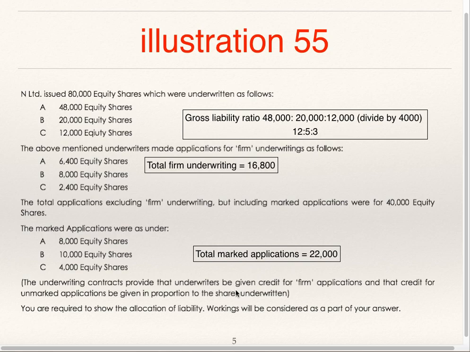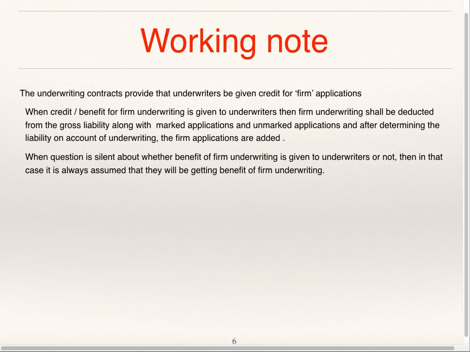Underwriting contract provides that underwriters are given credit for firm application. We have seen this note in our theory part of the audio. Now unmarked applications are to be given in the proportion of shares underwritten, that is gross liability. Normally we distribute unmarked applications in the ratio of gross liability only. Just see this working note. The underwriting contract provides that underwriters be given credit for firm applications.